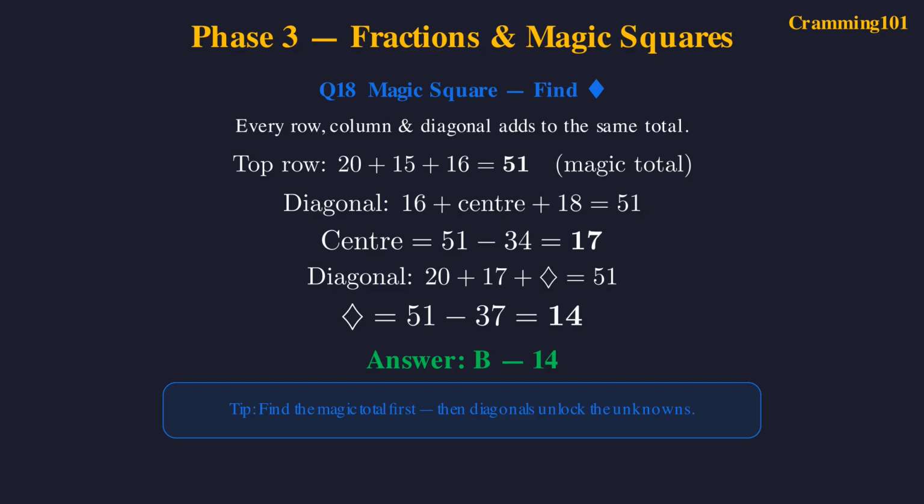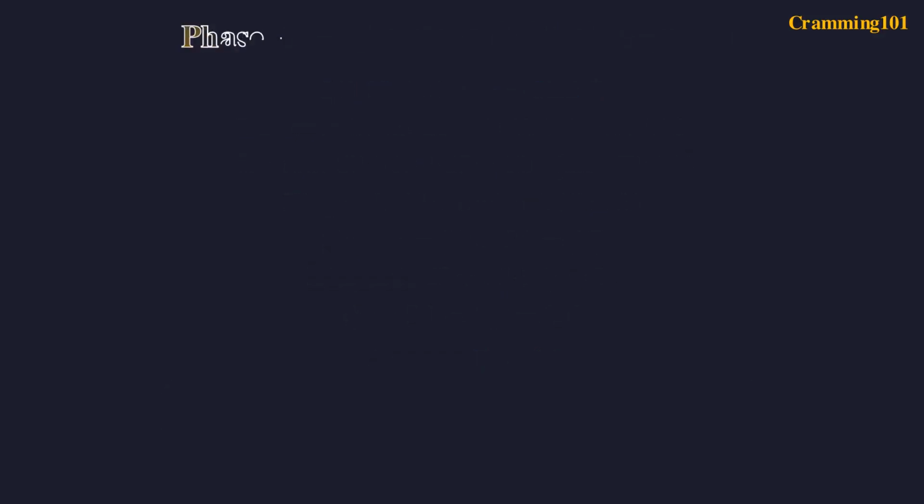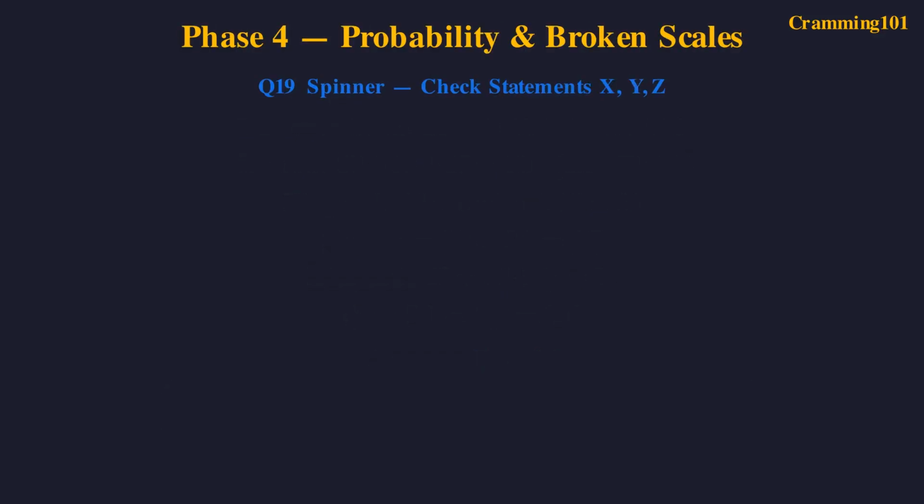Phase 4, probability and broken scales. Question 19, spinner probability. Chen spins a 4-section spinner. The spinner shows 2, 3, 4, and 5. Chen lands on 4. Now Emily spins once. We need to check statements X, Y, and Z.